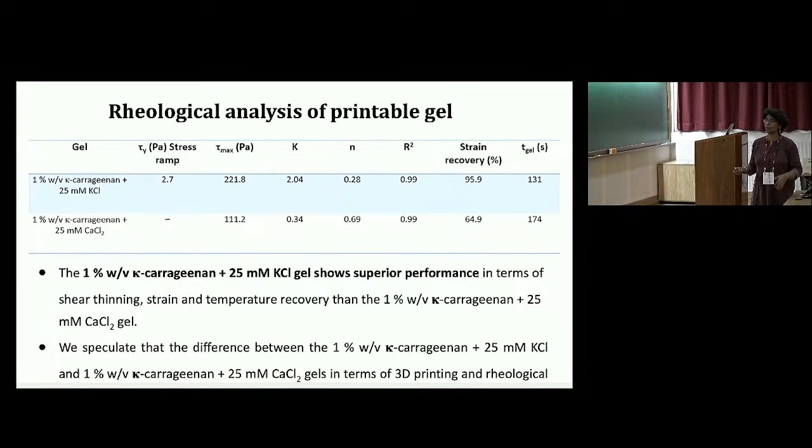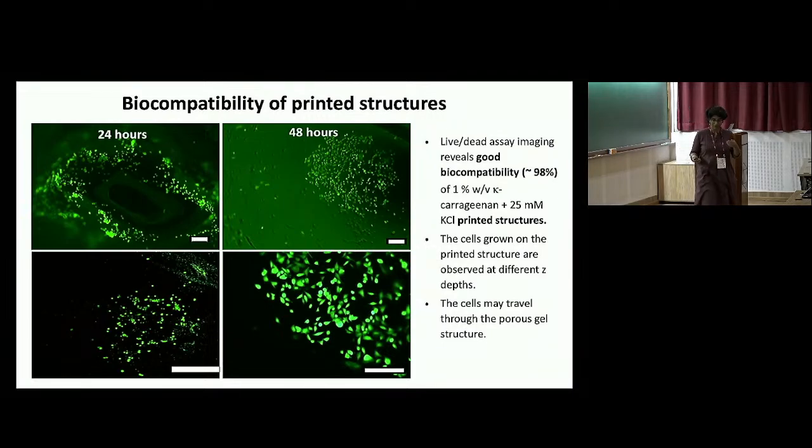As one of you pointed out, one is looking clear versus the other is looking turbid. Our experiments and the rheological results also point to the same observation, that the difference between these two inks is a different mechanism of aggregation of kappa carrageenan in the presence of calcium chloride and potassium chloride, and the subsequent rheological properties and the printing behavior. These are some experiments which our collaborator did, and we could demonstrate that, yes.